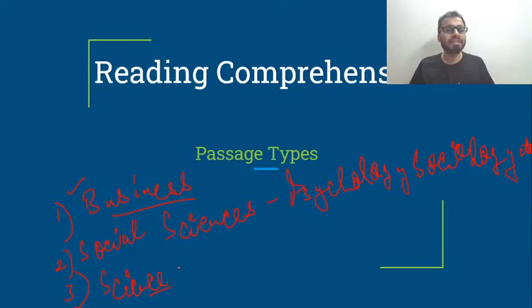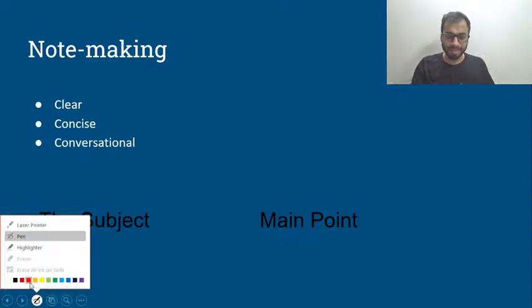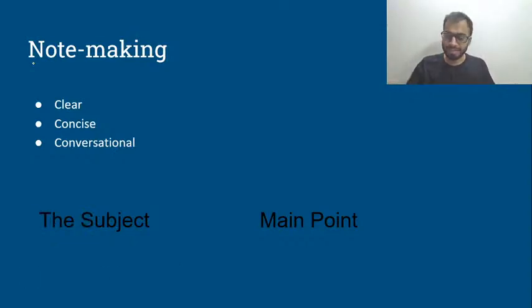So the difficulty level is a lot. But broadly speaking, these are the three kinds of passages that you can expect. Now, why do we want to create a habit of note making? Why do I recommend that we make notes when we are solving reading comprehensions?